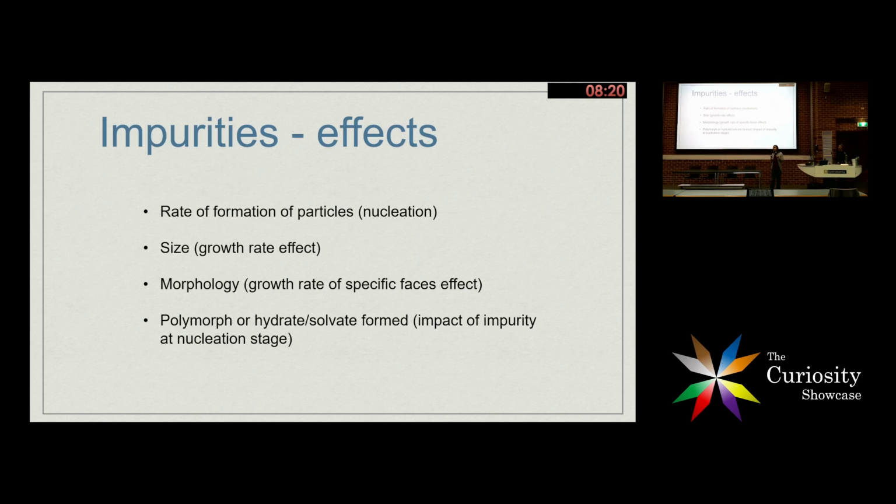You might change the hydrate or the solvate that's formed. So if you have water, obviously, in your structure, that will be a hydrate. If you've got a different solvent in your structure, that will be a solvate. Altering the polymorph or the hydrate that you form implies that the nuclei that you start off with is different, or that somehow the crystallization process has been altered.